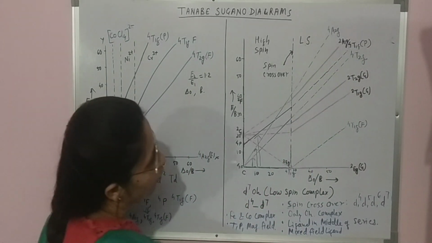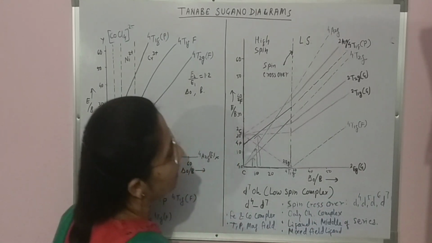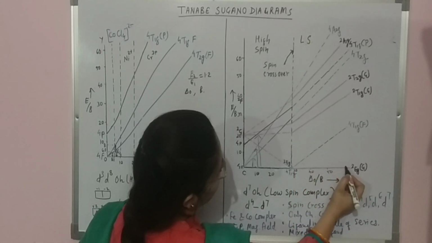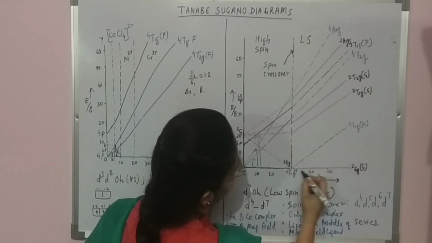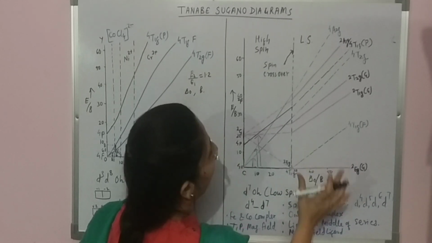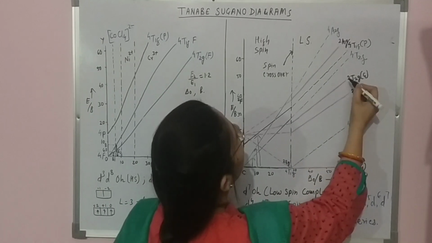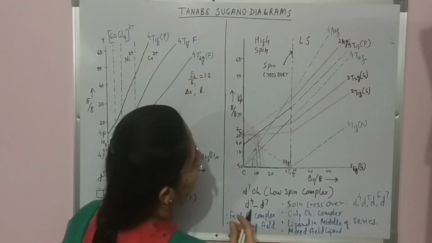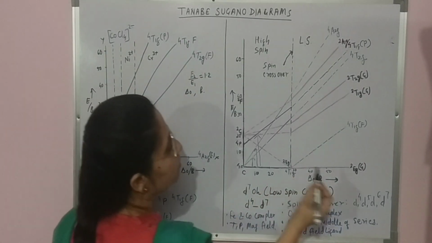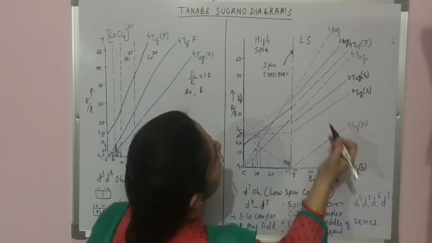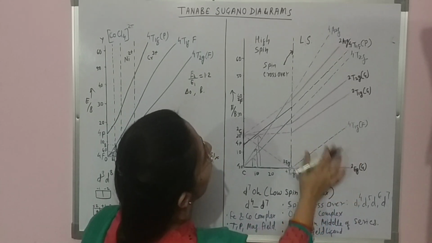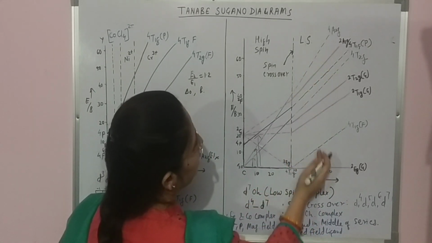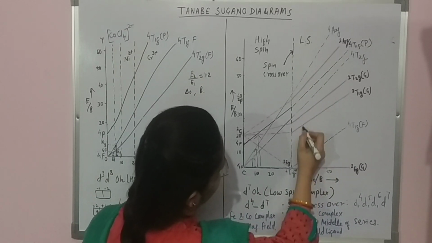So out of those 4 terms, the 2Eg has the lowest energy. So for the rest of the part, this 2Eg will form the x-axis. It will have the lowest energy, so it will form the x-axis, and the remaining terms like 2T1g, 2T2g, and 2A1g will be given above this. And for the spectral line, the transition will take place from 2Eg to 2T1g, 2Eg to 2T2g, and 2Eg to 2A1g. So the pattern of transition will be like this.